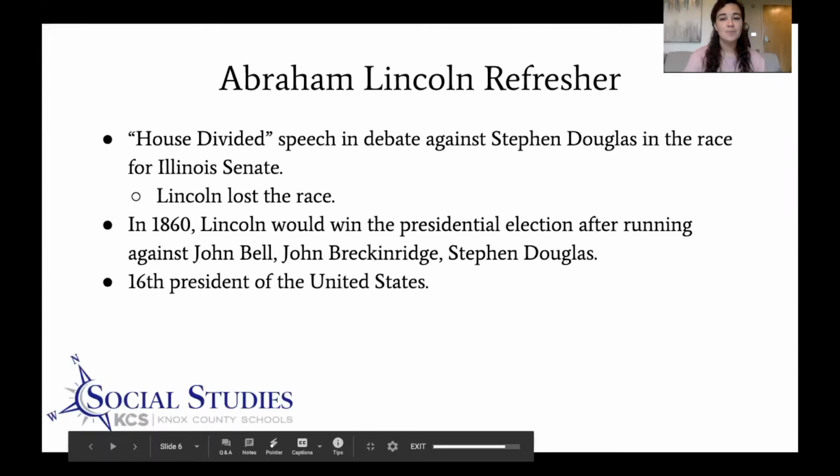All right, so just a little Abraham Lincoln refresher. He was the one who delivered the House divided speech in the debate against Stephen Douglas in their race for the Illinois Senate. Lincoln lost that race, but in 1860 would win the presidential election after running against John Bell, John Breckinridge, and Stephen Douglas. And he is known as the 16th president of the United States.